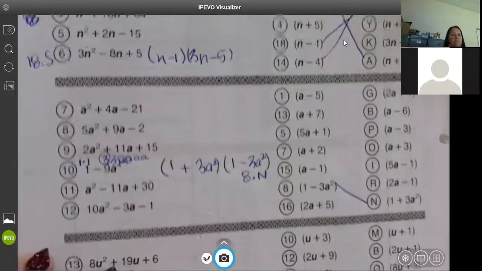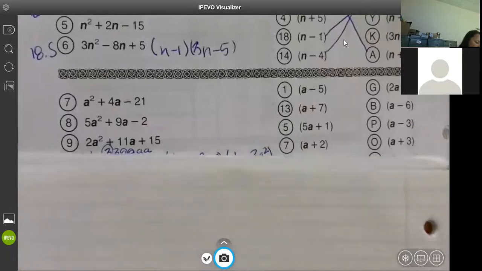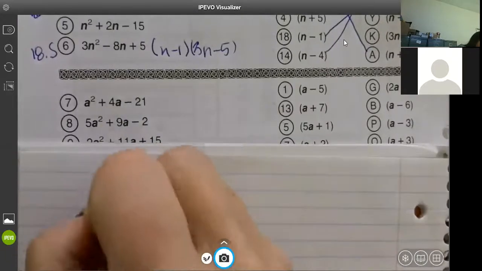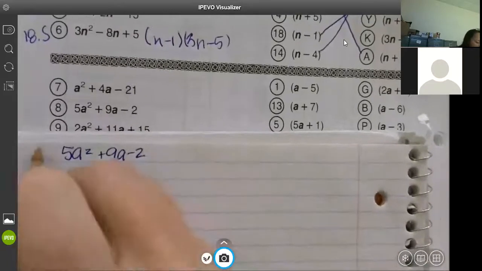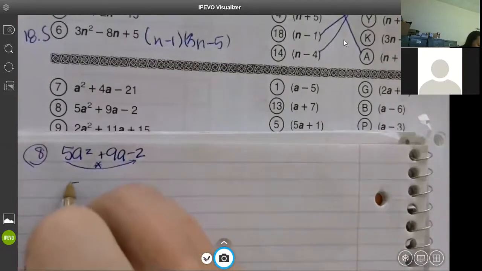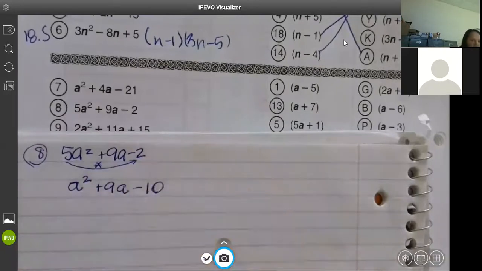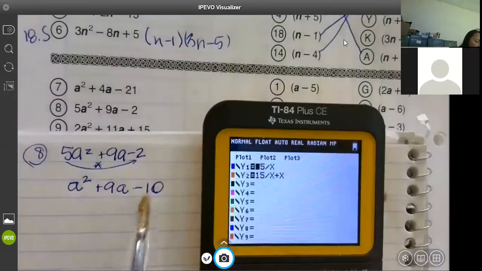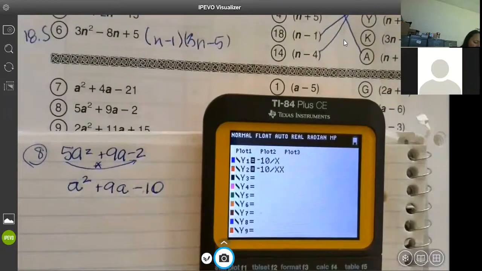We're going to do another one. We're going to do number 8 is the next one. So we have 5a squared plus 9a minus 2. I need to slide the 5 over and multiply it. So I get just a squared plus 9a minus 10. I'm going to go to my calculator. This time it's a -10. So make sure you put in -10 divide x, -10 divide x plus x. And I'm looking for a +9.